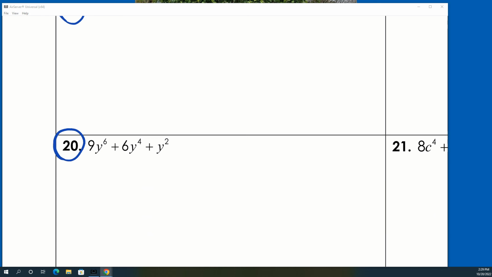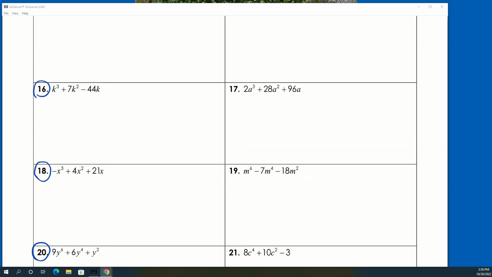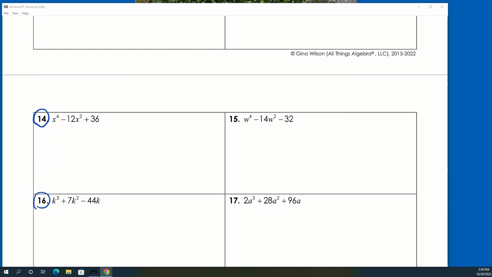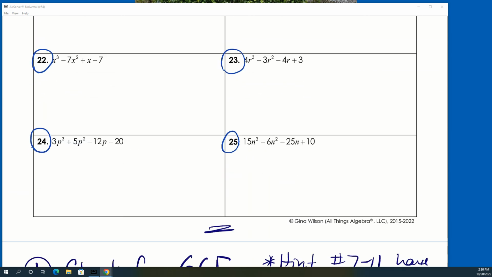So 12 through 20 even. And then the last 4, I want you to do all of those because I want you to practice because that's the first day we've done those. So just that first column on 12 through 20. And then all of the last 4, 22 through 25. It's written right there if you want to get it from the board.